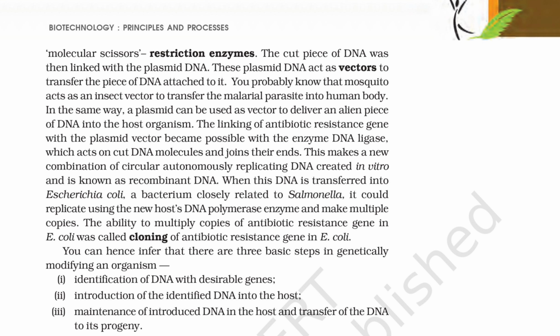When this DNA is transferred into Escherichia coli, a bacterium closely related to Salmonella, it could replicate using the new host's DNA polymerase enzyme and make multiple copies. The ability to multiply copies of the antibiotic resistance gene in E. coli was called cloning of the antibiotic resistance gene in E. coli. You can hence infer that there are three basic steps in genetically modifying an organism.